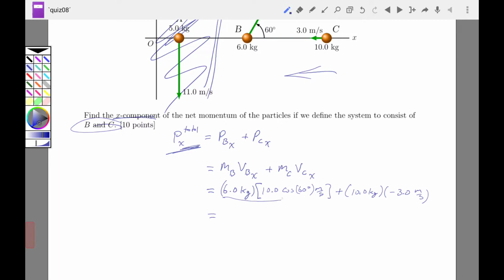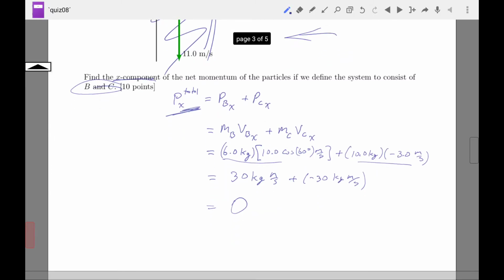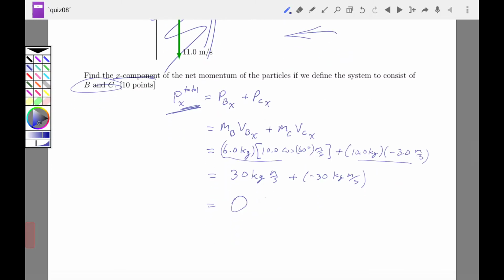So 6 times 10, that's 60, times 1/2, it's 30 kilograms meters per second, plus, and then that's a negative 30 kilograms meters per second. So this was, I think, the only quiz where I would accept 0 or 0 kilograms meters per second. Like those units, put the right units back on at the end.